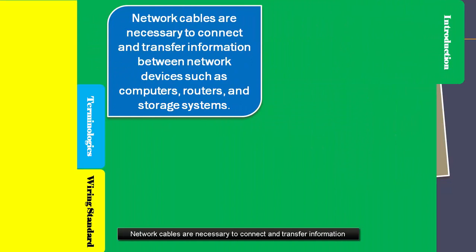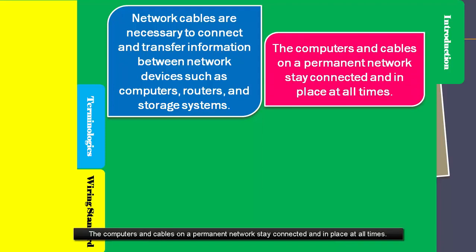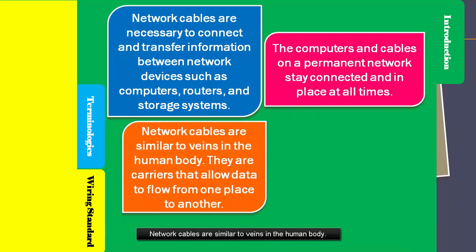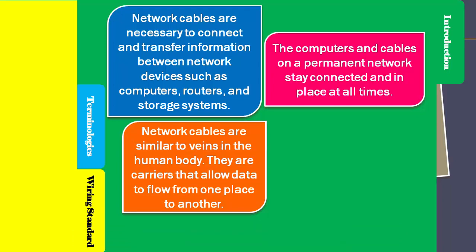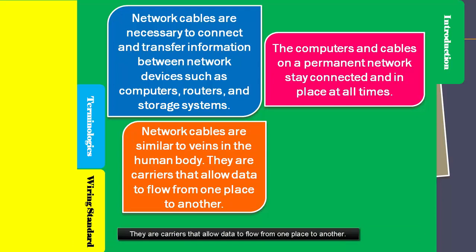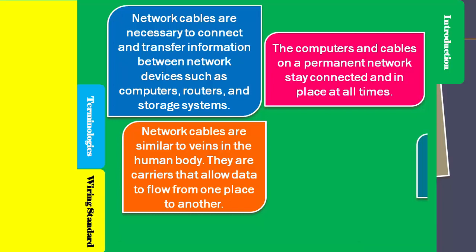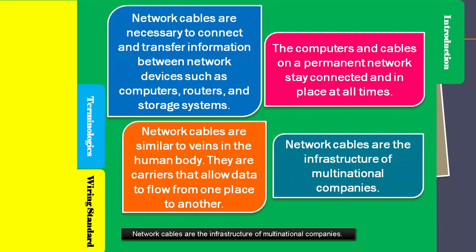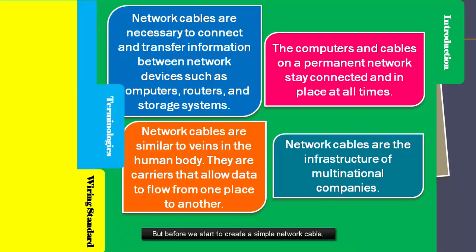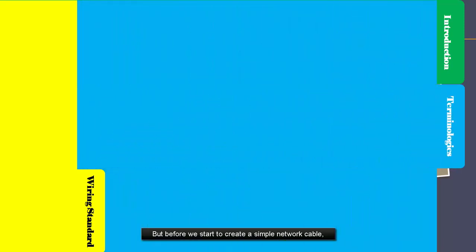Network cables are necessary to connect and transfer information between network devices such as computers, routers, and storage systems. The computers and cables on a permanent network stay connected and in place at all times. Network cables are similar to veins in the human body. They are carriers that allow data to flow from one place to another. Network cables are the infrastructure of multinational companies. But before we start to create a simple network cable, let's talk about the following terminologies.